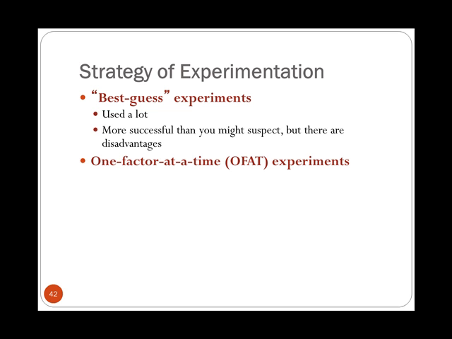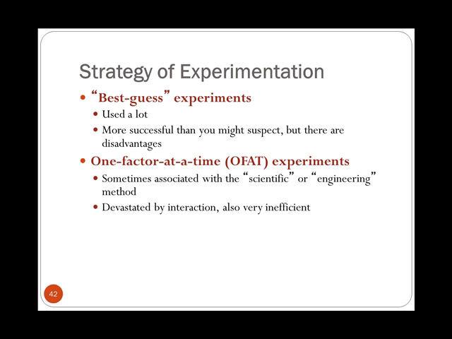The second strategy is called one factor at a time, or OFAT, experiment. Sometimes this approach is associated with the scientific or engineering method. It's actually widely used in mechanical and civil engineering. It is devastated by interaction and also is very inefficient. The OFAT method is considered as the standard systematic and accepted method of scientific experimentation.